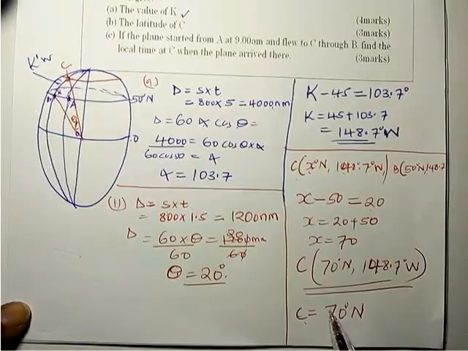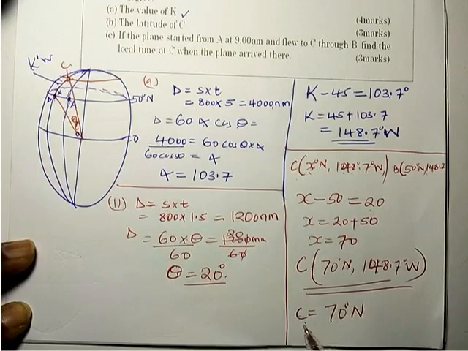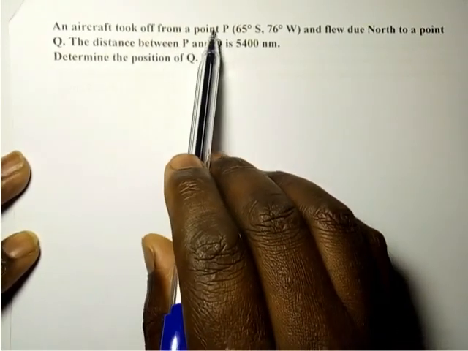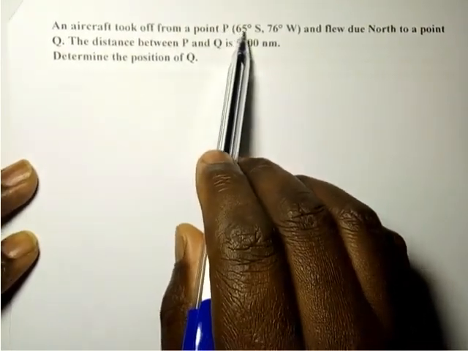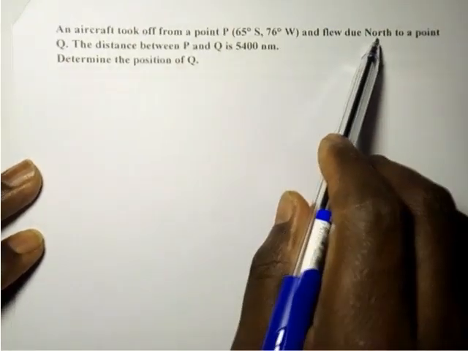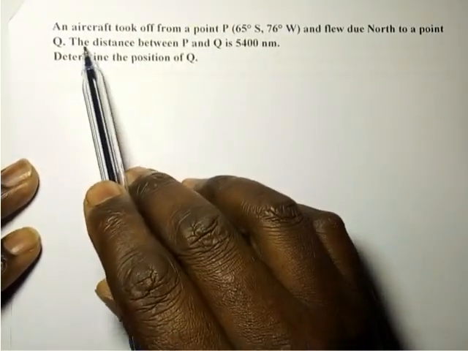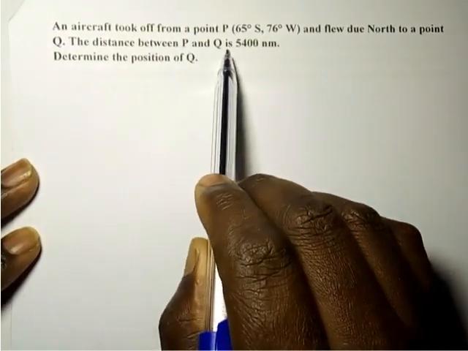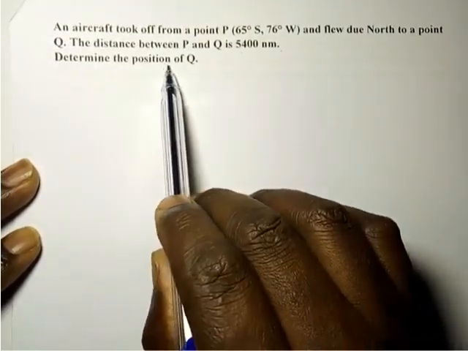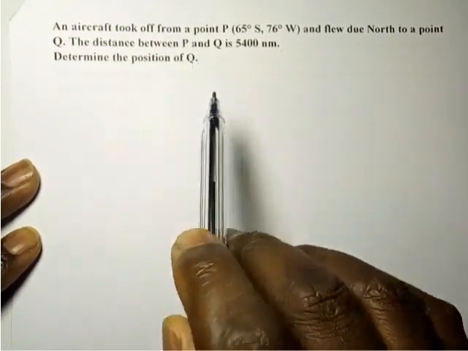So C is 70 degrees north, the latitude is 70. An aircraft took off from a point P, 60 south, 76 west, and flew due north to a point Q. The distance between P and Q is 5,400 nautical miles. Determine the position of Q.